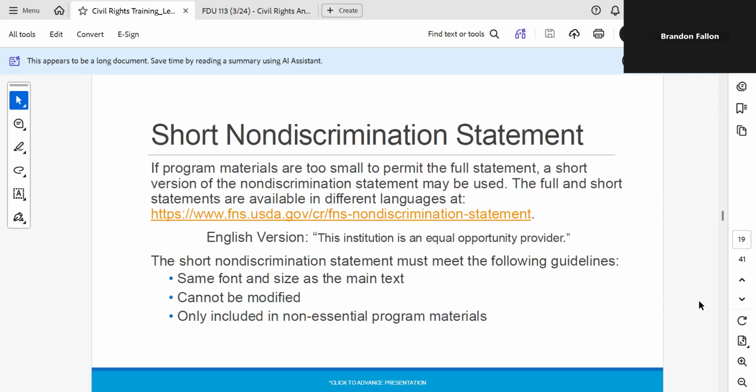Short non-discrimination statement. If program materials are too small to permit the full statement, a short version of the non-discrimination statement may be used. The full and short statements are available at this website. English version: This institution is an equal opportunity provider. The short non-discrimination statement must meet the following guidelines: same font and size as the main text, cannot be modified, only include non-essential program materials.